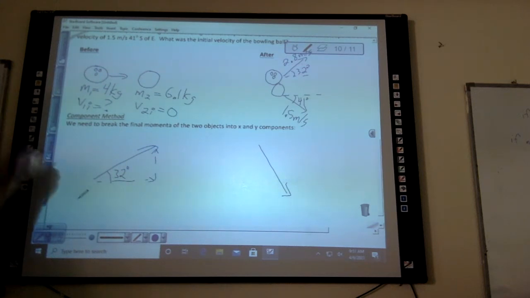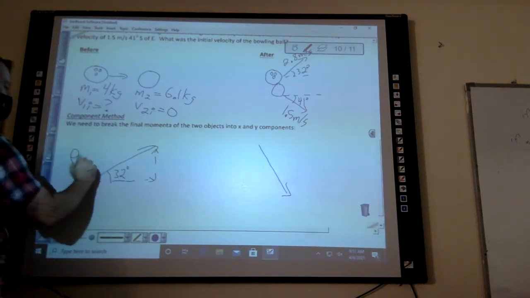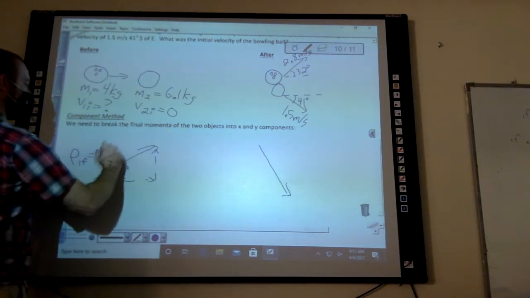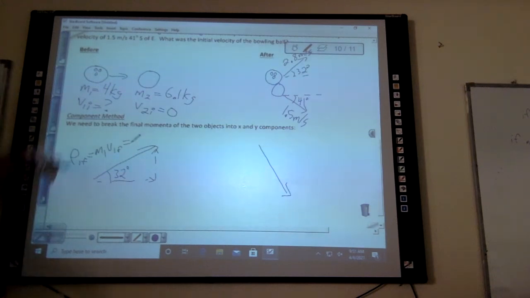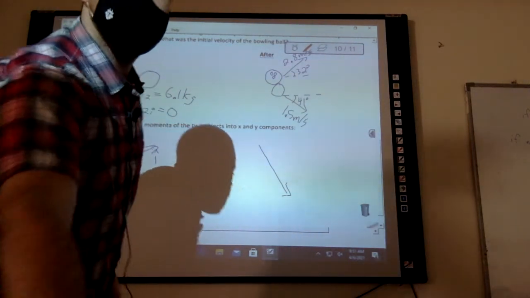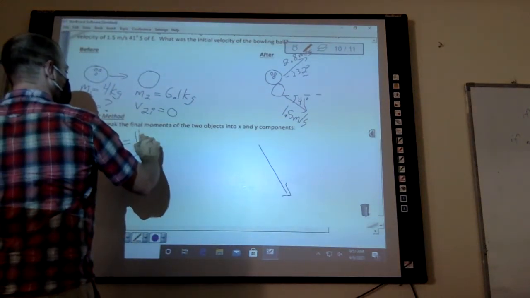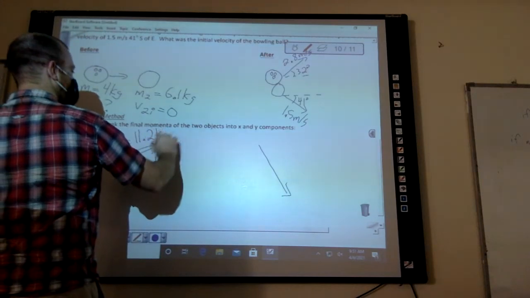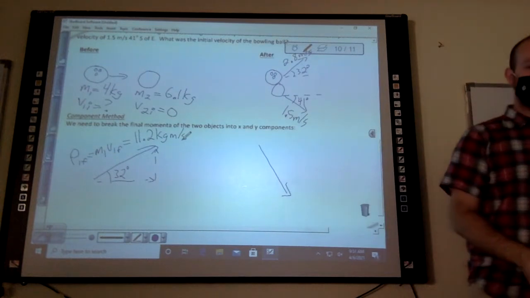But before I convert this, I need to figure out what the momentum is. Is this momentum 1? Yes, momentum 1 final. So M1 V1 final: we have the mass of the bowling ball and the final velocity, so we can multiply those together. I'm too lazy to do that in my head. 11.2. Just for the sake of being different, I'll use the other unit so you can see both.